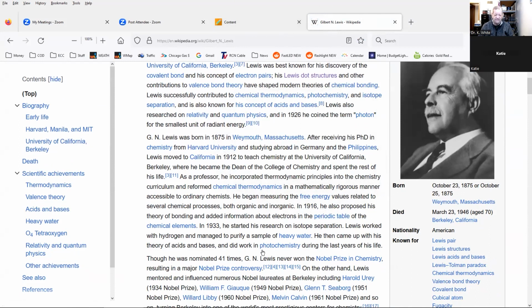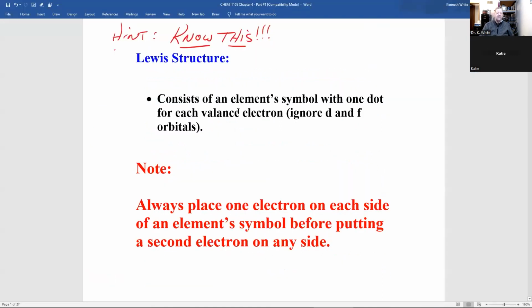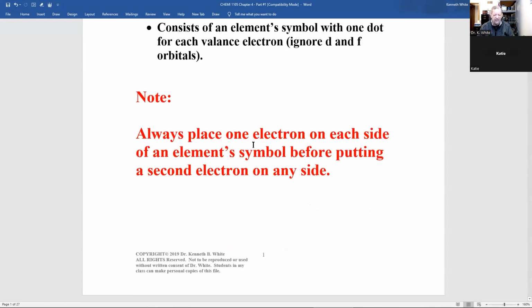So anyways, a Lewis structure consists of the element symbol with one dot for each valence electron. I didn't mention earlier, but valence electrons are only S and P subshell electrons, never D and F orbitals or subshells. So how do you do this? Always place one electron on each side of the element symbol before putting a second electron on any side.